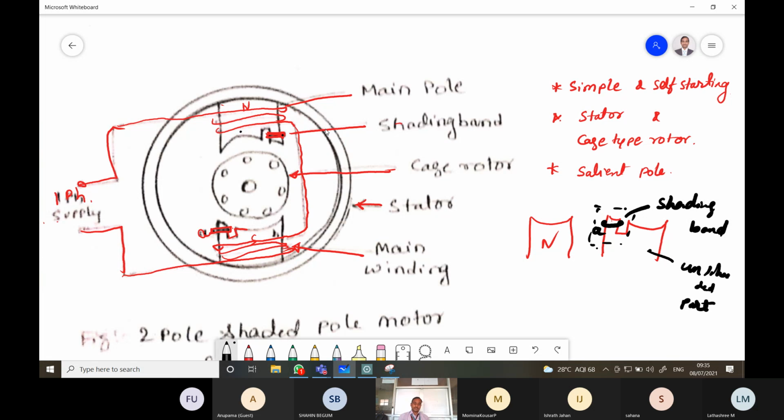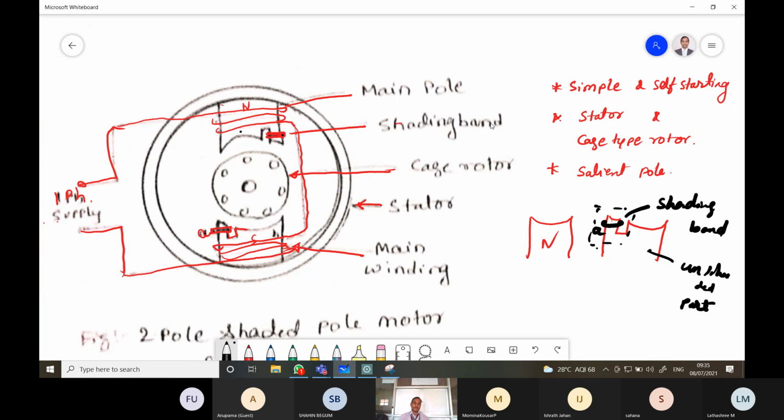So this ring is usually a single turn. Generally, this ring is a copper shading ring. That is a single turn coil, called the shading coil or shading band.